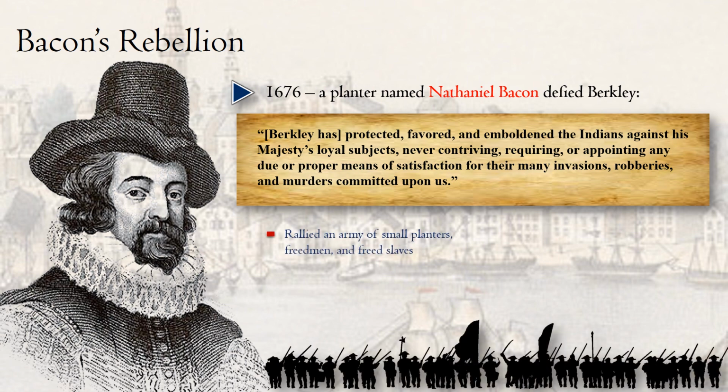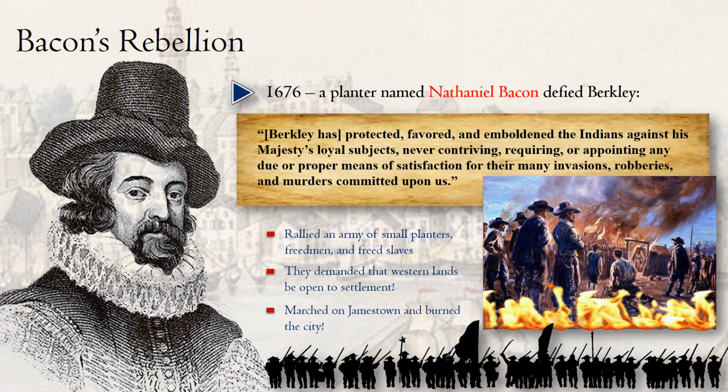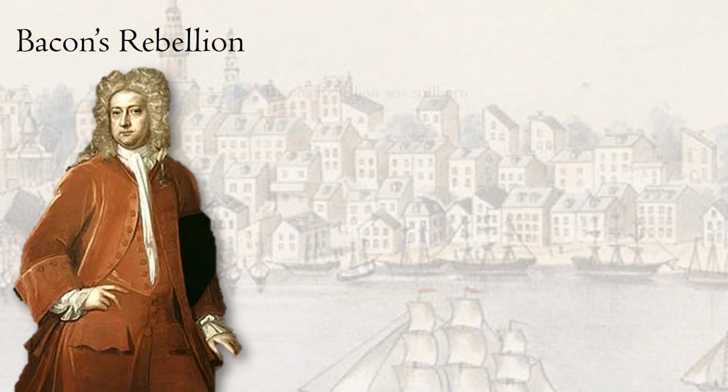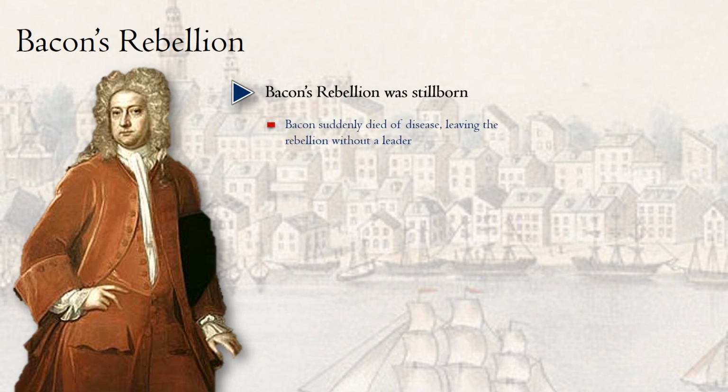Bacon then rallies an army of small planters, freedmen, and also freed slaves. And they demand of the House of Burgesses that the Western lands be open to settlement. And when the House of Burgesses declines, they simply march on Jamestown and they burn the city to the ground. Well, Bacon's rebellion actually didn't get too far. Bacon suddenly died of disease in the midst of it, leaving the rebellion without a leader.